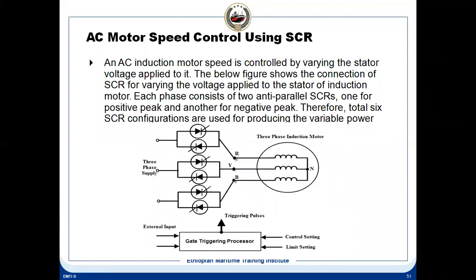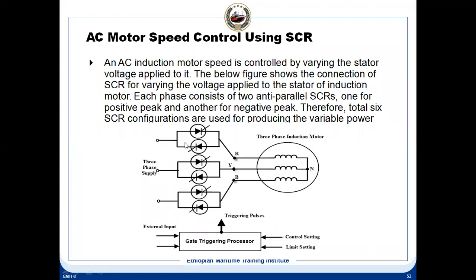Now this SCR can be used for controlling the speed of an induction motor also. How do you control the speed of an induction motor? In this case, you need two SCRs. In the positive half cycle, one SCR conducts, and in the negative half cycle, the other SCR conducts. This is one phase. So an induction motor speed is controlled by varying the stator voltage.